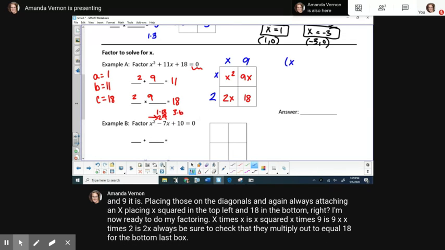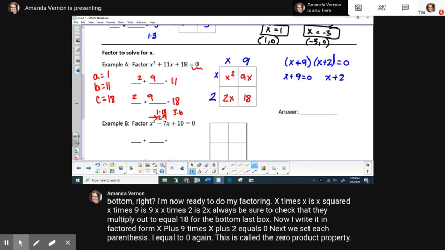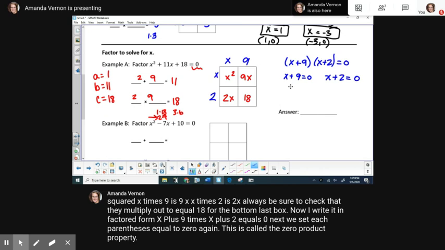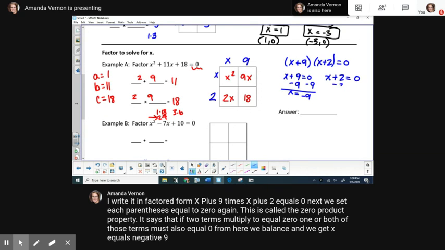Now I write it in factored form, x plus 9 times x plus 2 equals 0. Next, we set each parenthesis equal to 0. Again, this is called the zero product property. It says that if two terms multiply to equal 0, one or both of those terms must also equal 0. From here, we balance, and we get x equals -9 and x equals -2.